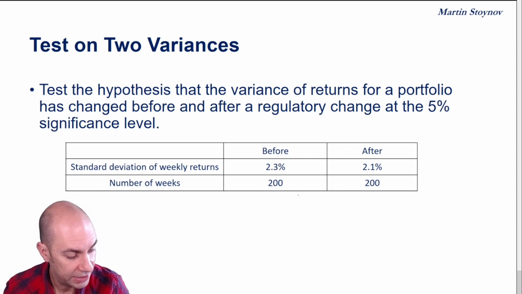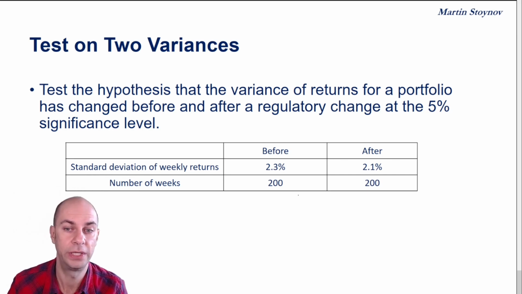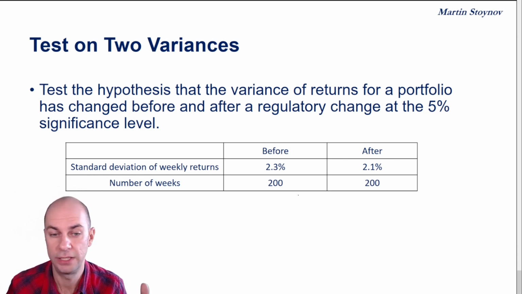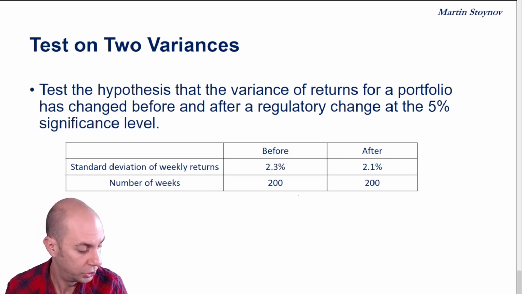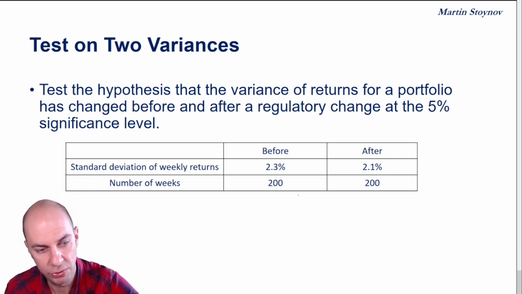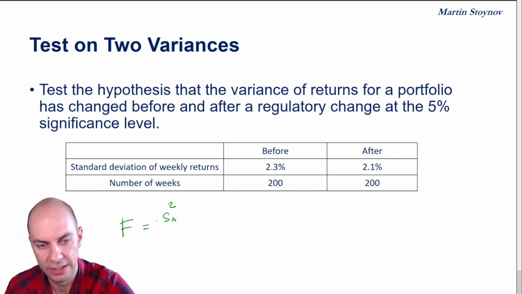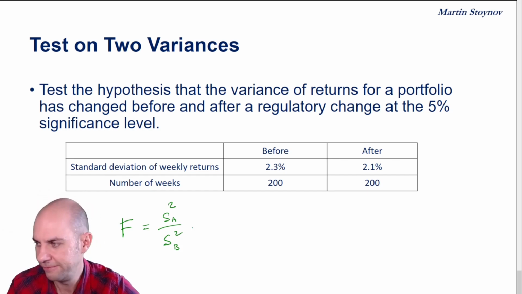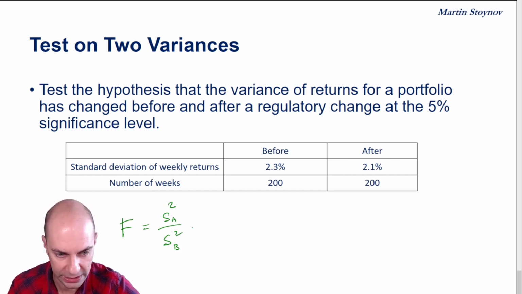Okay, and the last thing they can ask you here is a test on two variances. In this case, I'm going to compare the variance of one sample, or the standard deviation of one sample, to the standard deviation of another sample. This is going to be an F test. The computed statistic for the F test is to take the larger variance, let's call that SA, in the numerator, and the smaller variance in the denominator. So that's a very, very easy formula, as you can see.